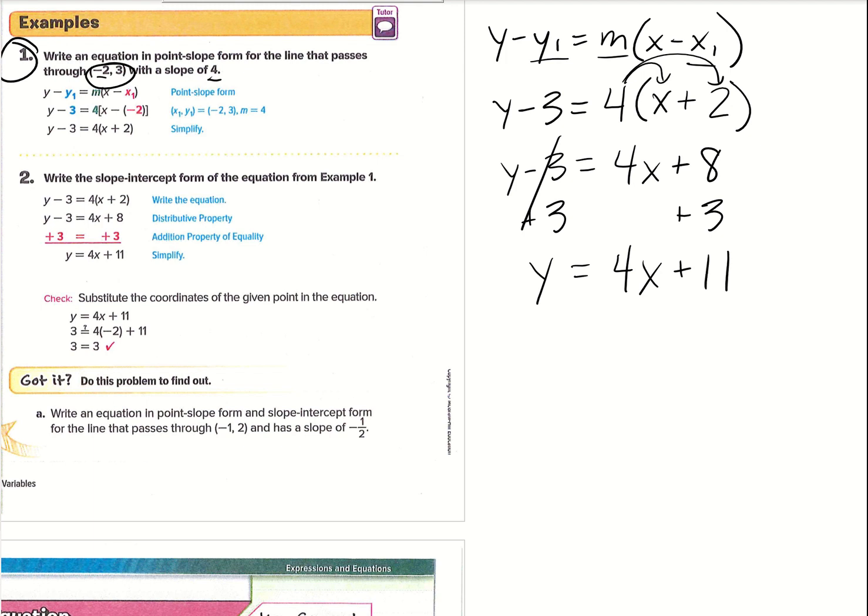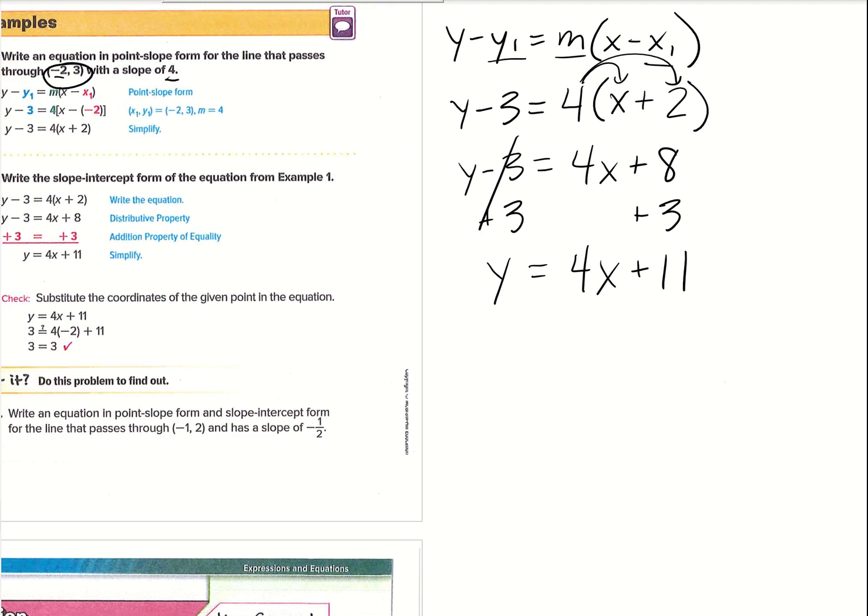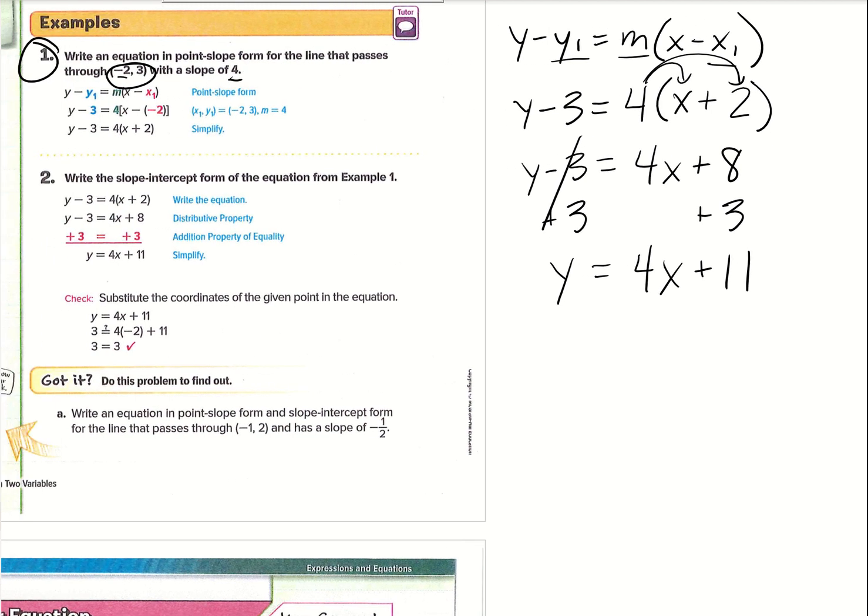Some key things here: you're solving for the variable y. You need to isolate the variable y. That's the main idea of slope-intercept form, that y is isolated. Whenever you're working in these, you want to get y by itself, and then that'll make it extremely easy to put it into slope-intercept form once you've done that. This is your equation right here.